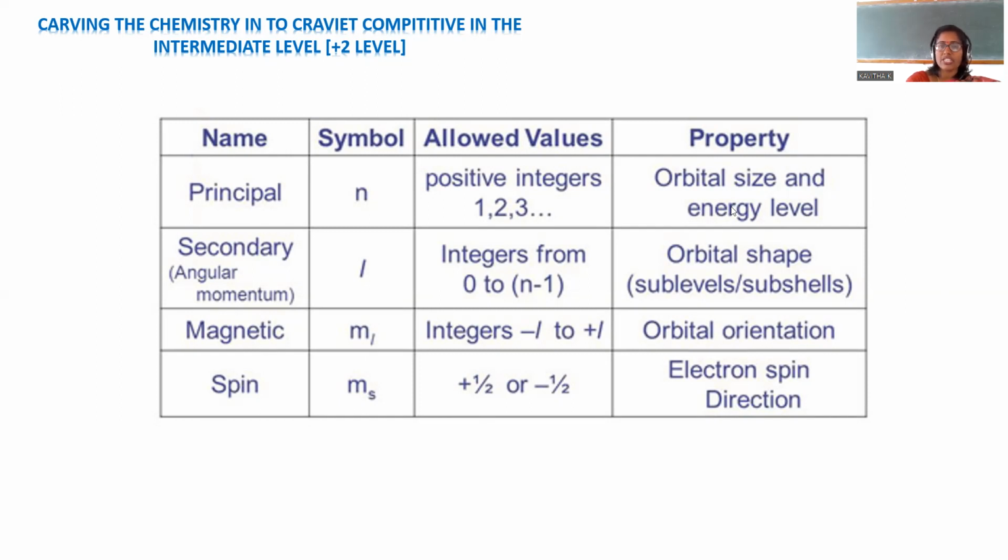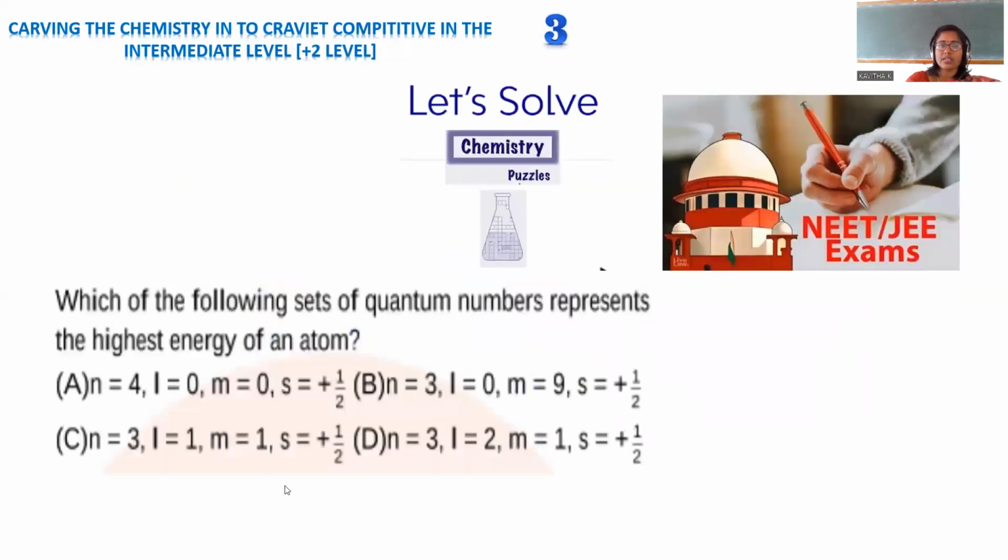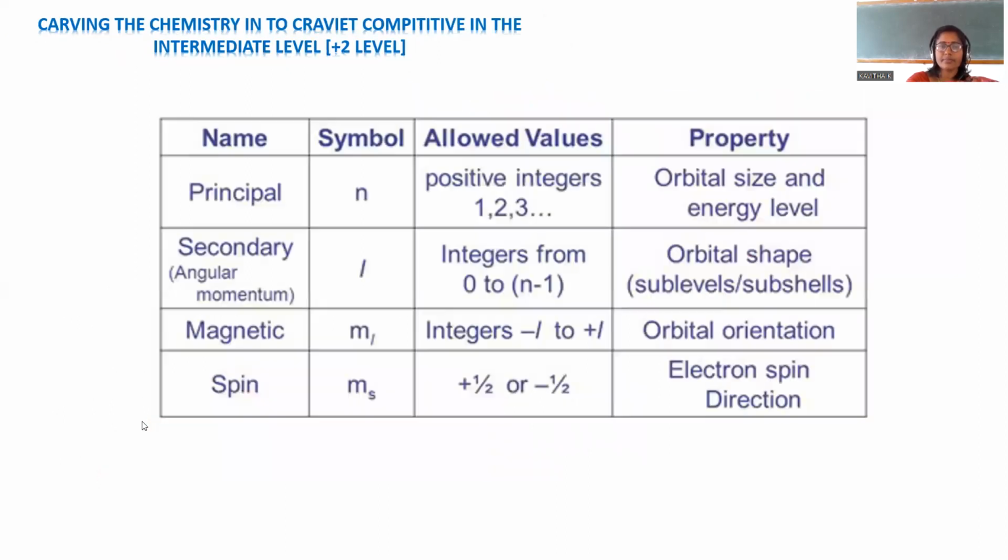The size of the orbital and the energy of the orbital are purely decided by the principal quantum number. As the principal quantum number increases, the energy of the orbital also increases. The highest principal quantum number is given only in option A. n is equal to 4, the highest energy accompanies this one. The others are n is equal to 3, so that simply you can rule them out. Option A is the correct answer, and the remaining all have principal quantum numbers somewhat less than option A. The right answer will be option A.